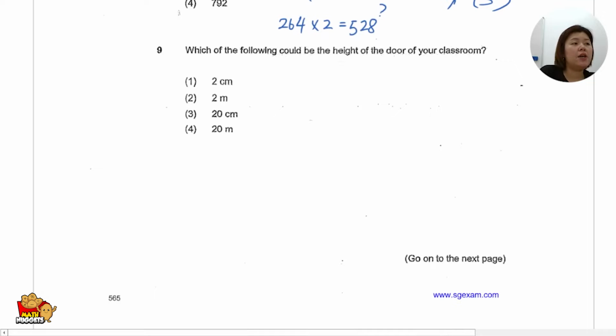Okay, next. What do you think the height of the door of the classroom will be? 2 cm. 2 cm is like the size of a sweet. 20 cm will be about your ruler size, the ruler length. And then 20 meter, wow, I think maybe like a bus. So 2 meter will be the best. 2 meter is actually 200 cm.